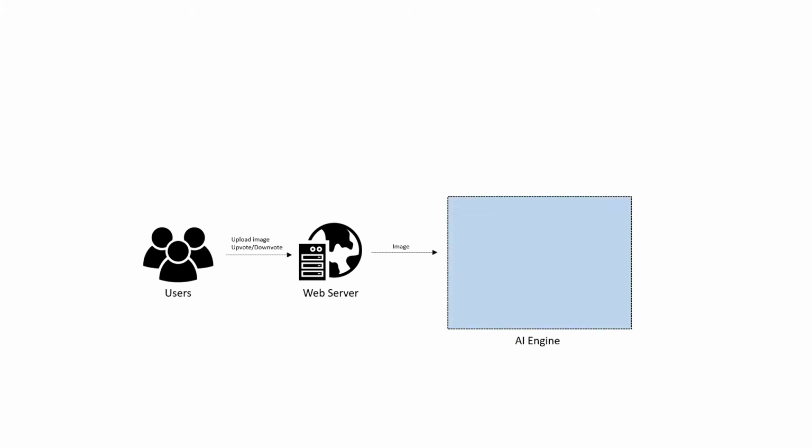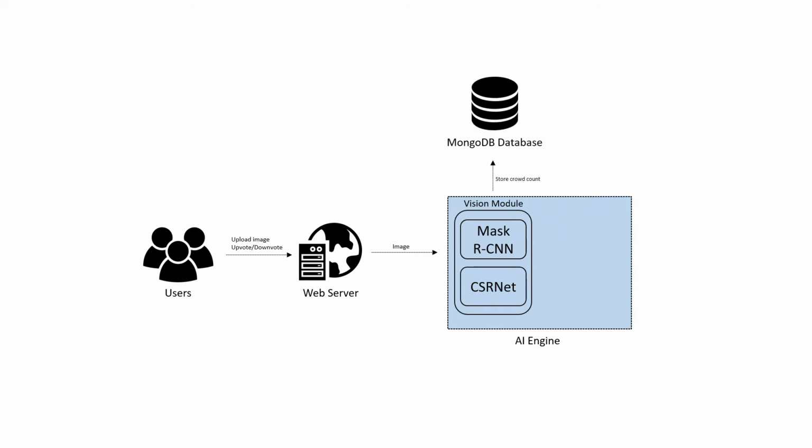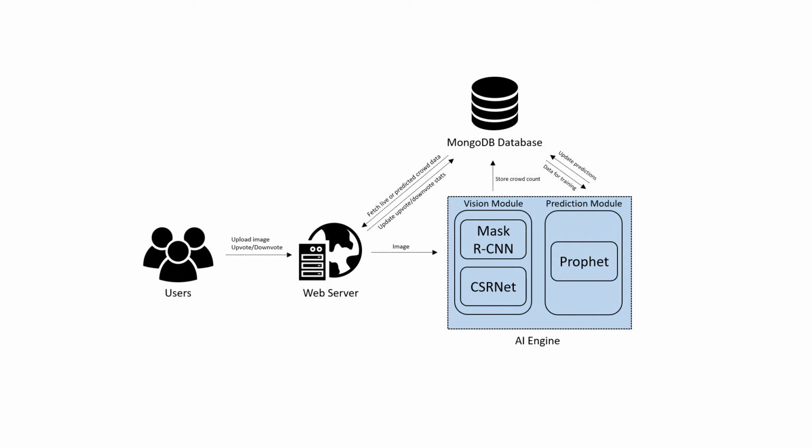When a user uploads an image to Crowded SG, the image is passed through the web server before being processed by the vision module in the AI engine. The live crowd count given by the vision module is then stored in MongoDB, and the data are used for training in the prediction module using the open-source Facebook forecasting library called Prophet. In turn, the web server fetches the live crowd count and the predicted crowd data from MongoDB and historical data from Google Places API to show as information to the users.